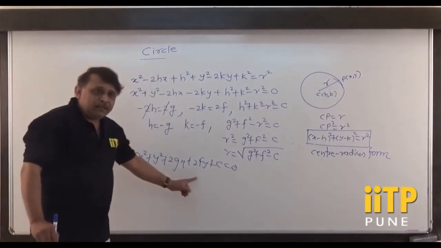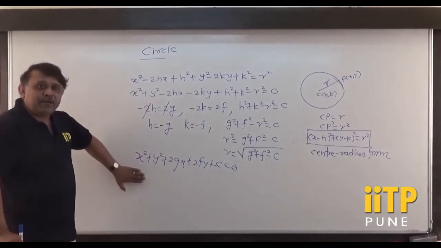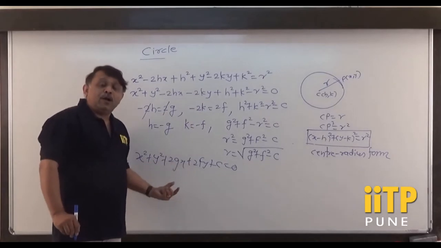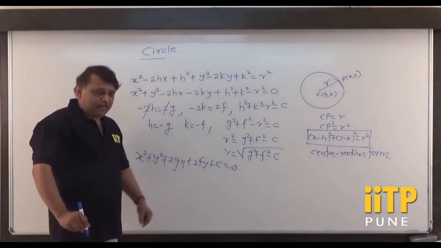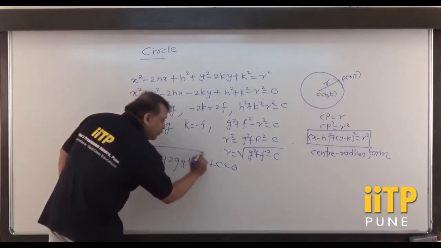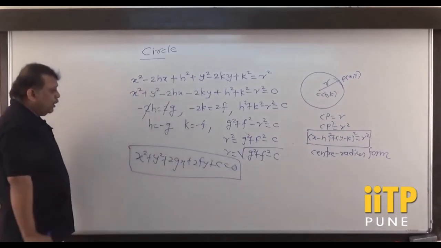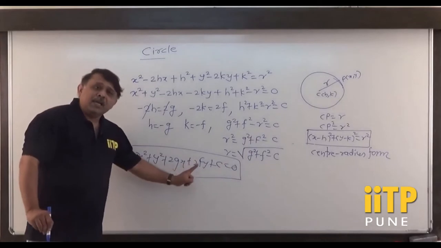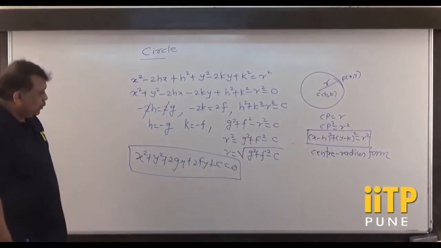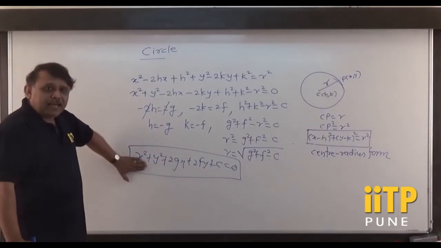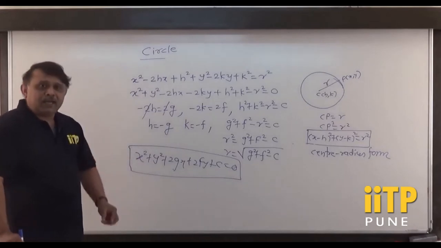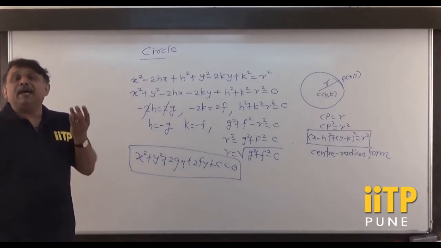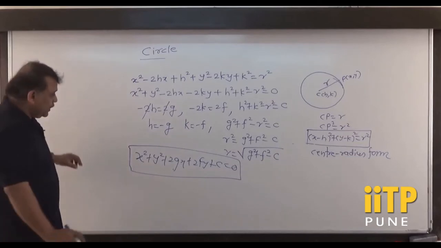So, this new equation is called the equation of circle in general form, or the general equation of circle. You must remember that the general equation of circle is given by x square plus y square plus 2gx plus 2fy plus c is equal to 0. Now, this is a circle. When we talk about a circle, we must know two things: one is the center and the other is the radius of that circle.